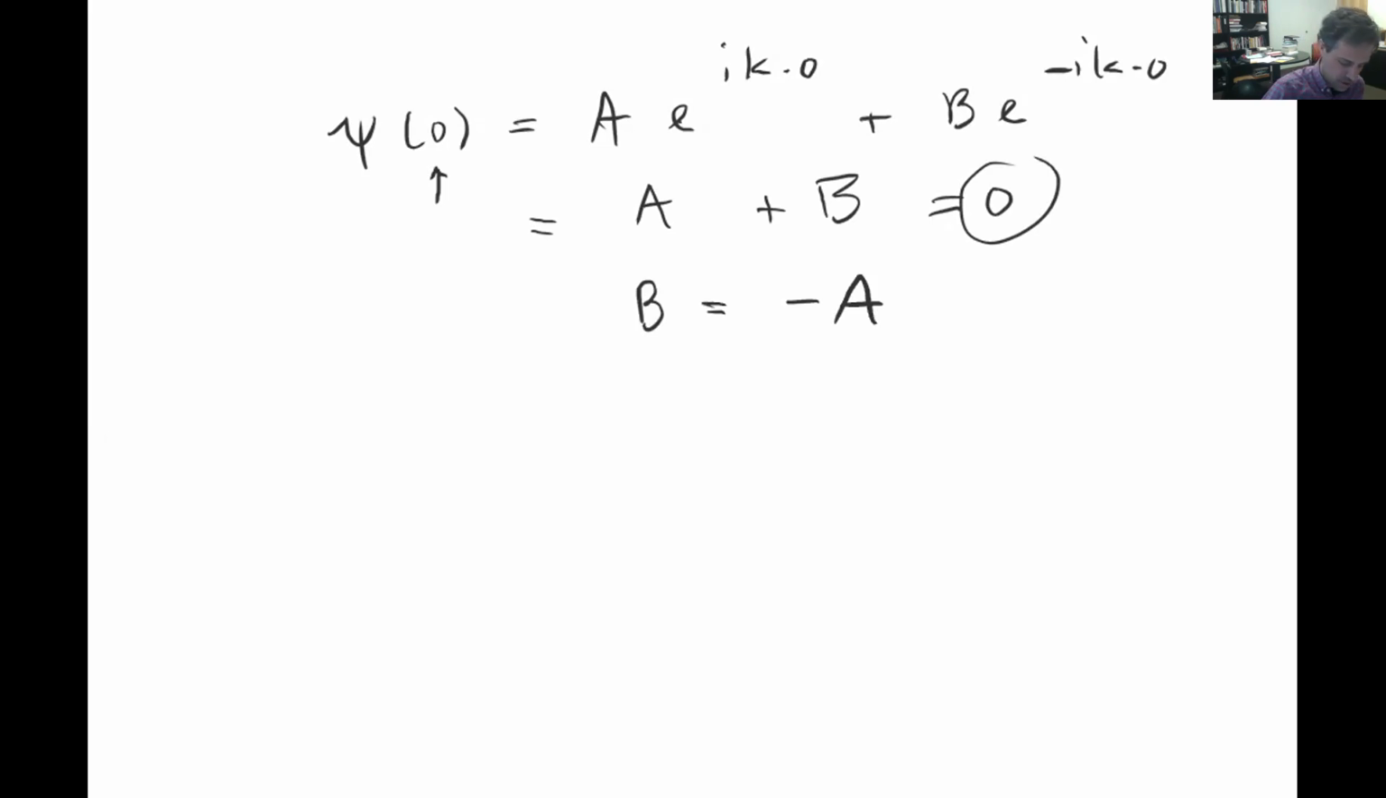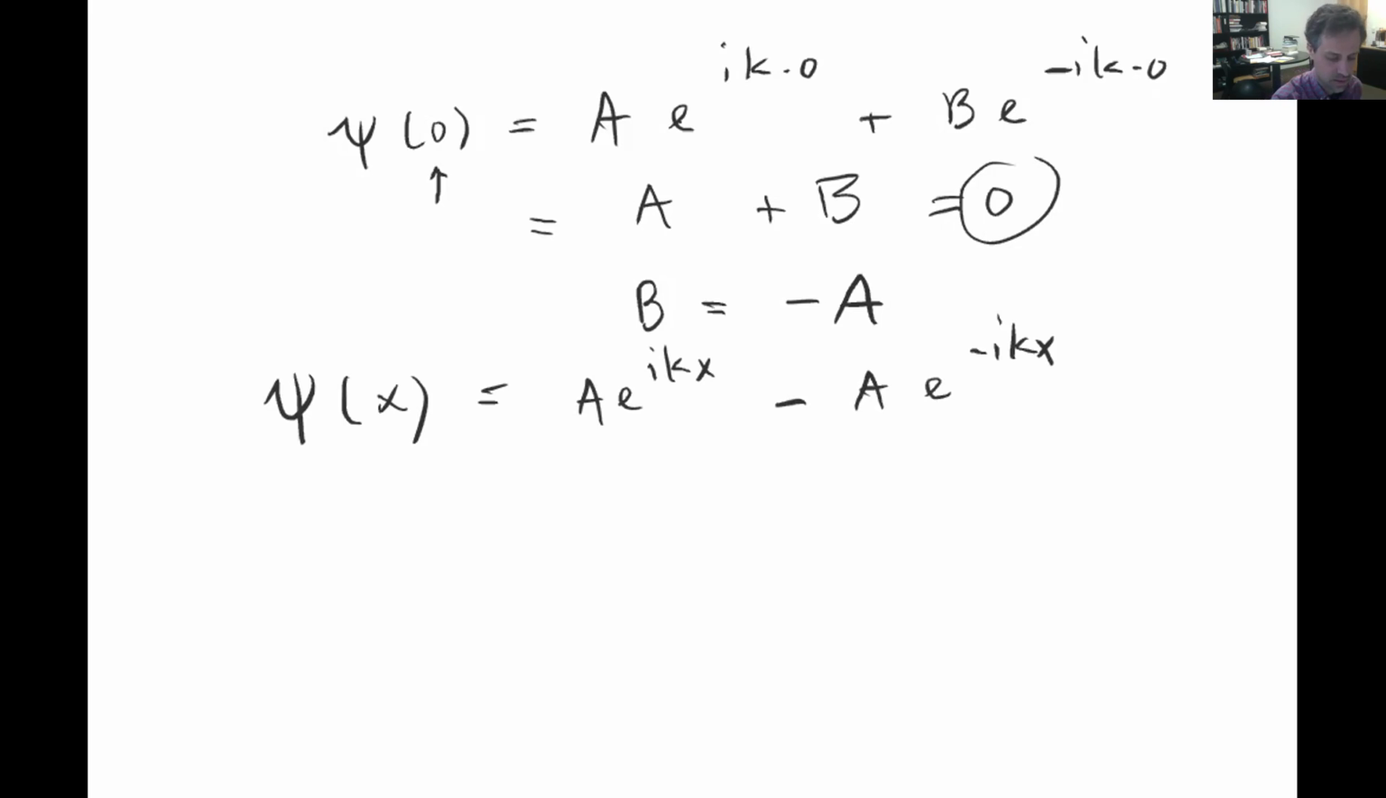Now I can write a general expression again, but now I have an expression for what B is. So the general expression now becomes A times e to the ikx minus A times e to the minus ikx. That's basically the first condition. What is the second condition? Well, if I fill in the value L for x, I also must get 0. So this must be 0 as well.